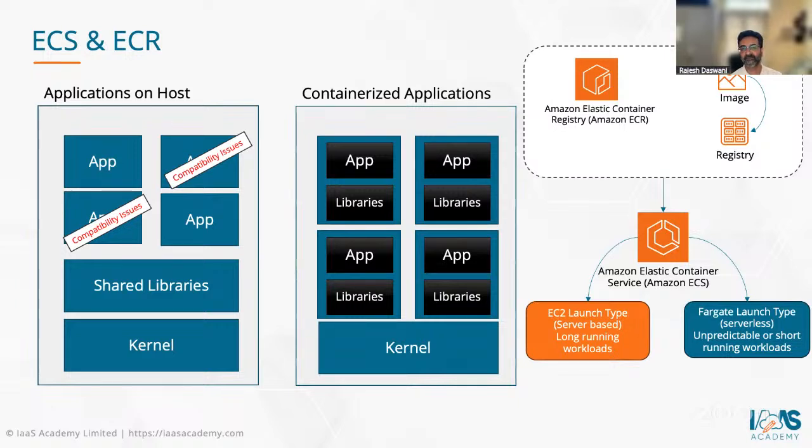Or you can go with the serverless option, which is the Fargate launch type. You're likely to see a question related to the Fargate launch type, so watch out for that. That's ideal for unpredictable, short-running workloads. It's where AWS manages the underlying servers for you, and you just need to provision the ECS cluster and the ECS task definition, etc., in order to provision your ECS containers.